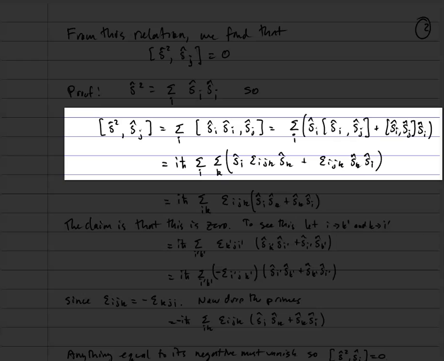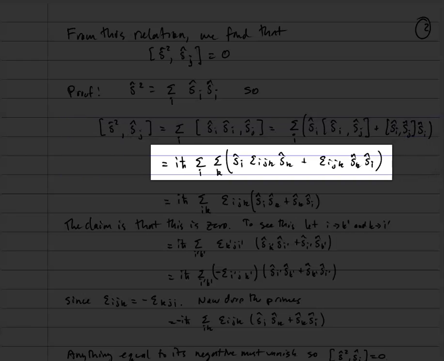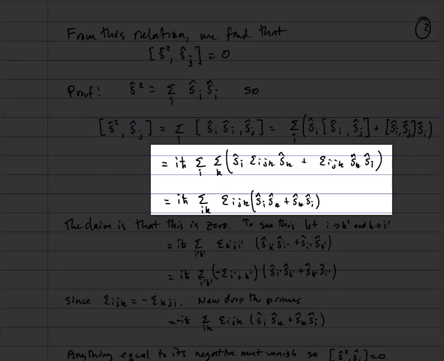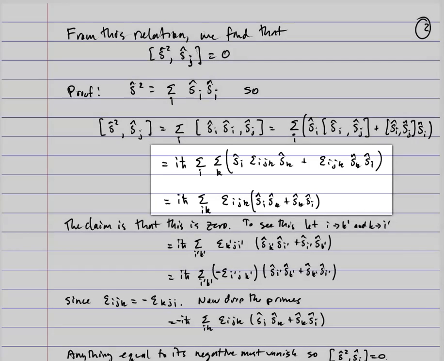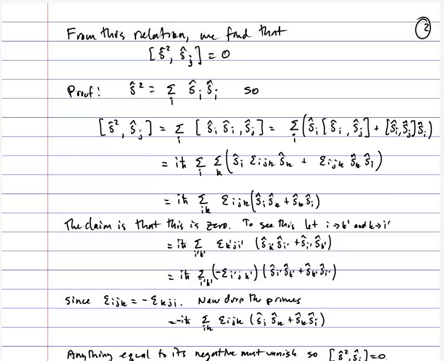Now, we know what the commutator of Si with Sj is, so we just plug that in. It's epsilon ijk Sk with a sum over k. So we now have the sum over i and k of epsilon ijk (Si Sk plus Sk Si). Now, our claim is that that is equal to 0.